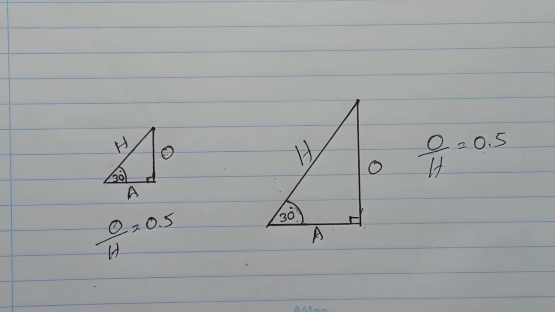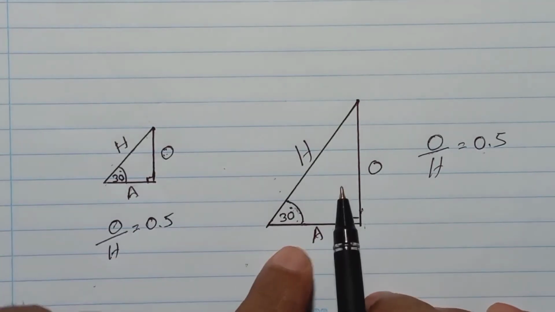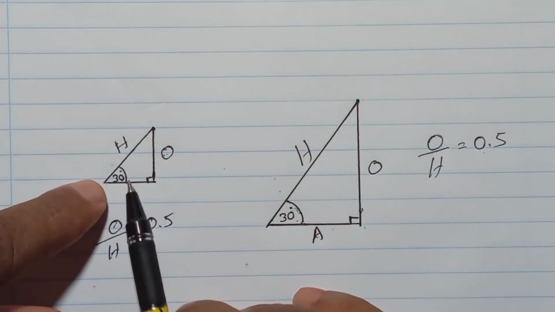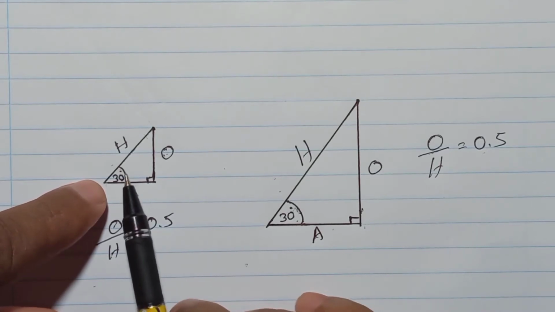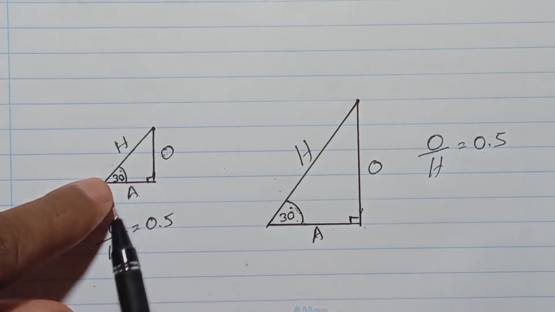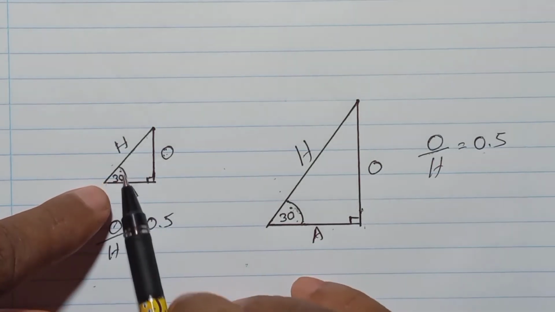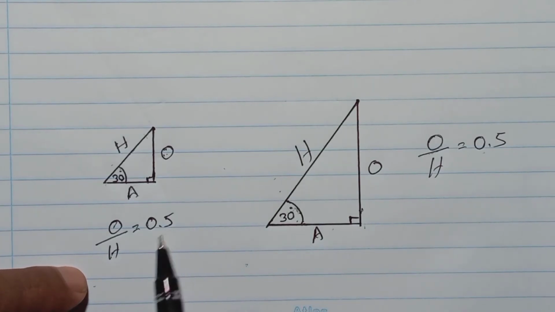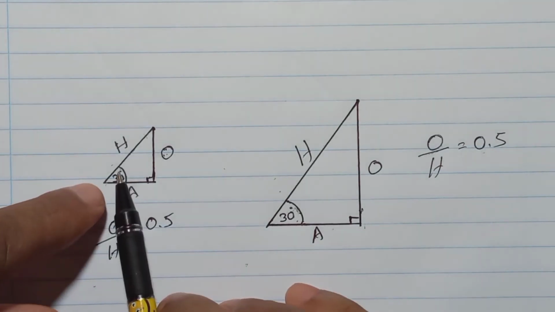This is the thing you need to understand. It can be a small triangle, it can be a big triangle, it doesn't matter. Always, if it is the same degree amount, that means here 30, here also 30, then opposite divided by hypotenuse gives this value. For example, it can even be 60 here.